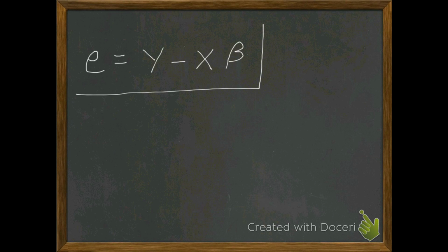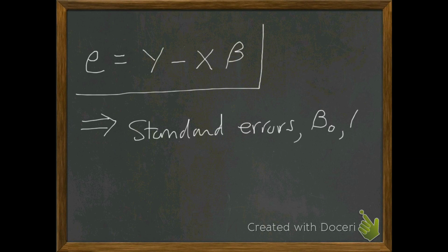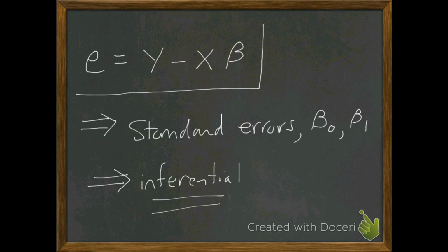Now, what I want to turn the attention to now is kind of the third topic. And the third topic here is going to be examining the standard errors for, in this case, beta 0 and beta 1. And at the end of the day, this starts one of the first steps in looking at the inferential analysis.